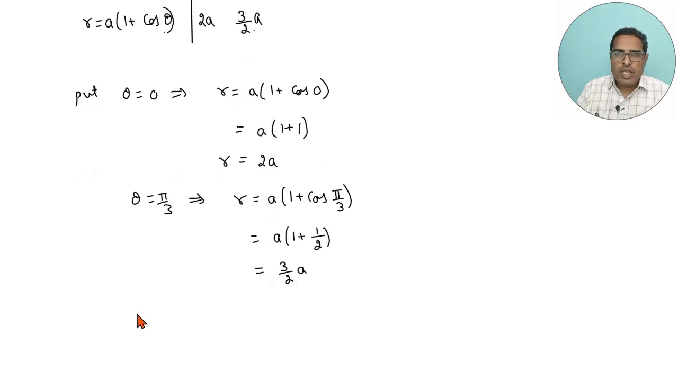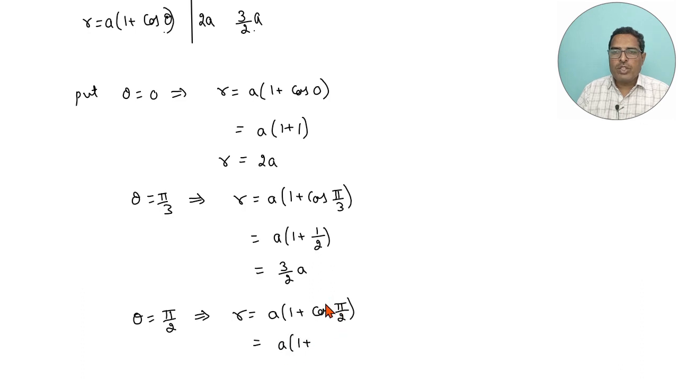Next, let us put the value of theta equal to pi by 2. So we get r is equal to a into 1 plus cos of pi by 2, which is a into 1 plus cos 90. And what is the value of cos 90? We know that cos 90 is 0. Therefore, we get the value of r to be a.